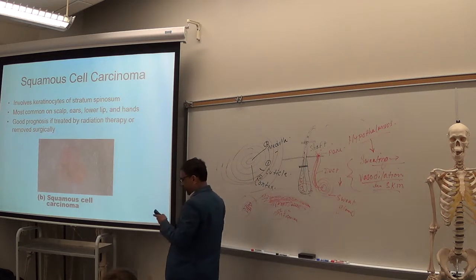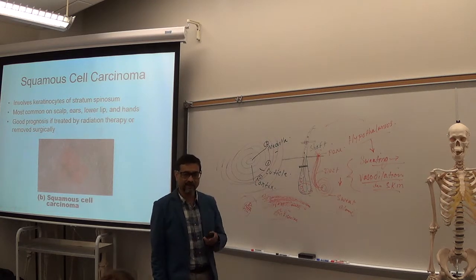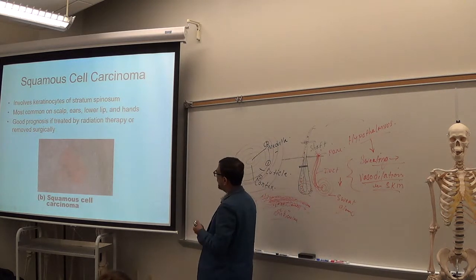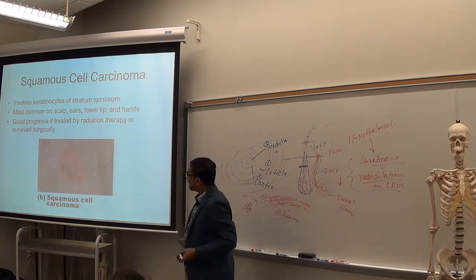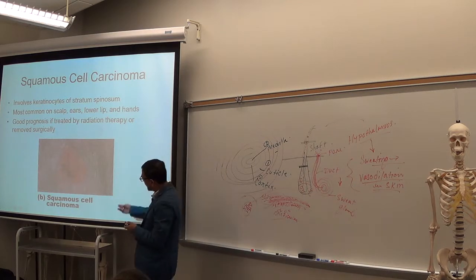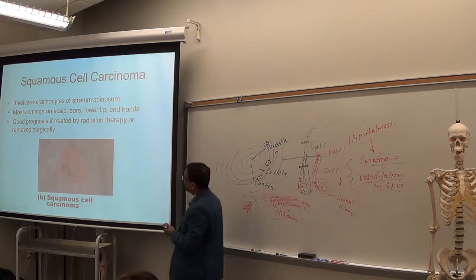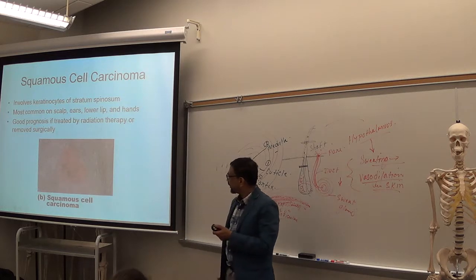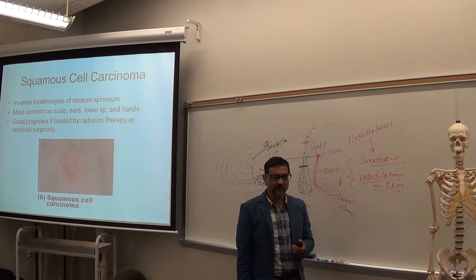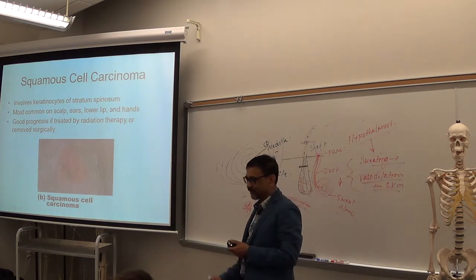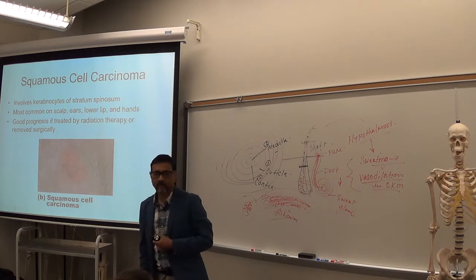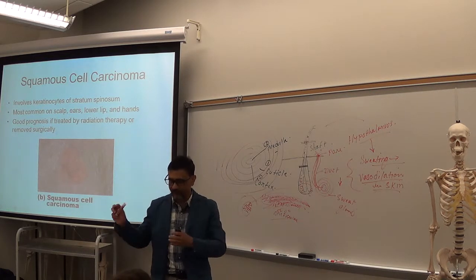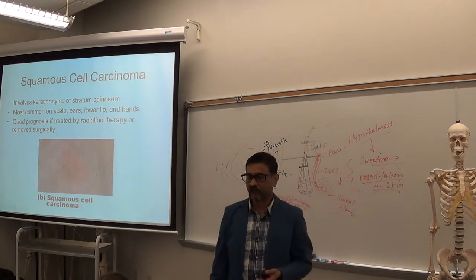In certain areas, we see this type of cancer occurs more. In which areas? Scalp, ears, lower lip, and hands. Okay? So those are the areas. You see the picture. This is the scalp. So you see how squamous cell carcinoma looks. Good prognosis if treated by radiation therapy or removed surgically. Radiation kills those affected cells, or you can remove them surgically. Sometimes we do both: remove the tissue, then make sure that other abnormal cells are completely destroyed. We can use both to kill them.